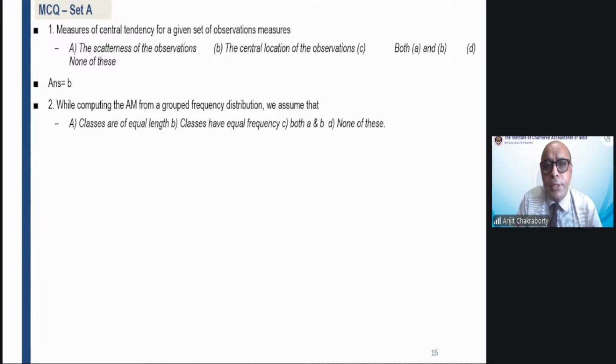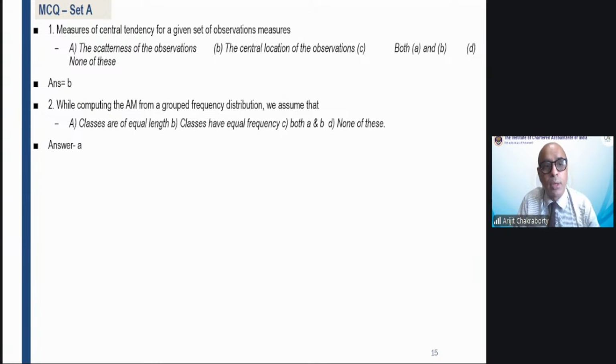So my request is, please handle and practice questions both from theory as well as numerical questions, because any pattern, any type of questions can be expected. Here you can see, number 2 is a theory question: while computing AM from a group frequency distribution, what do we assume? Classes are of equal length. Yes, that definitely. But option B, is it correct? Classes have equal frequency. No. We only assume that classes are of equal length.